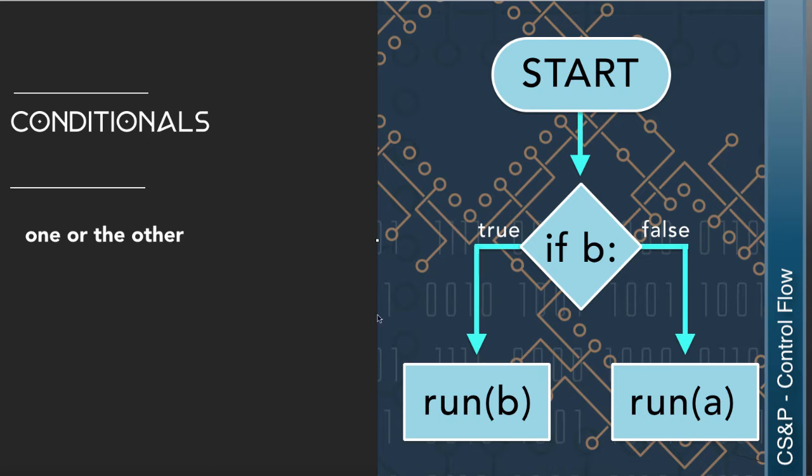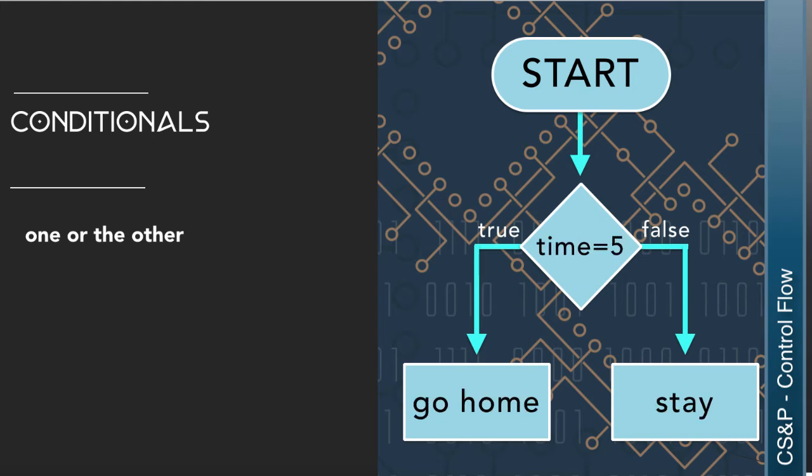So on the right here, I have this little flowchart diagram. And at the start, it goes straight down to if B. And if it's true, then we run B. And if it's false, then we run A instead. That would be an if-else type of situation.